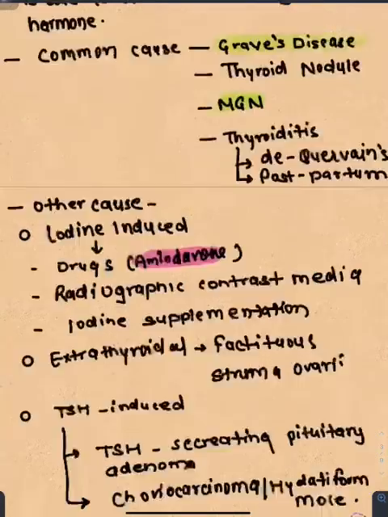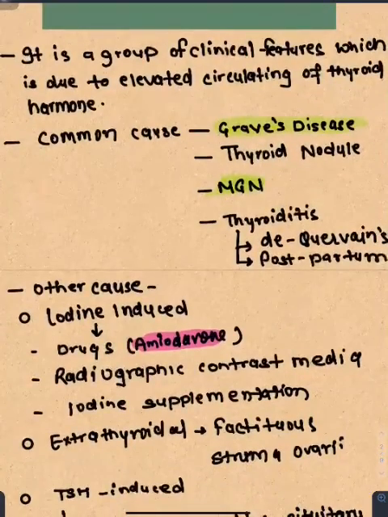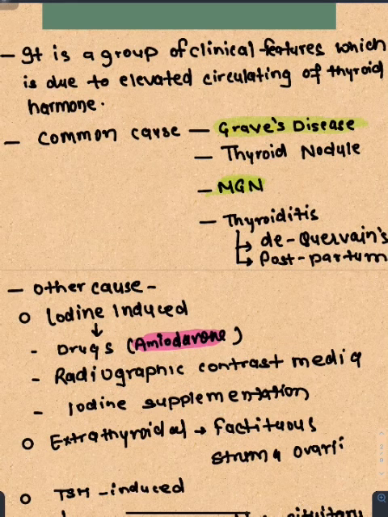So broadly there are two types, common causes and other causes. In common causes there is Graves' disease, thyroid nodule, and multiple nodular goiter.